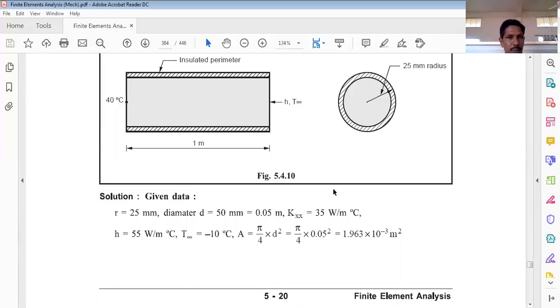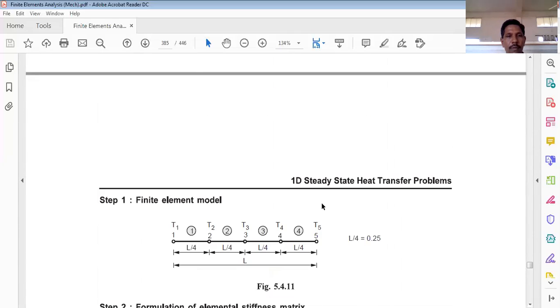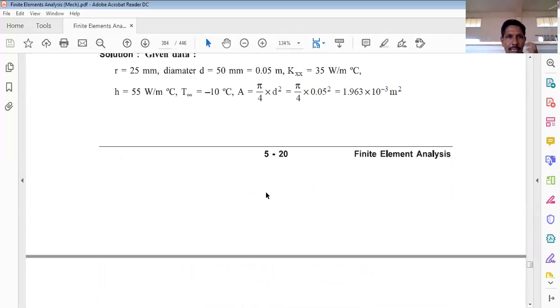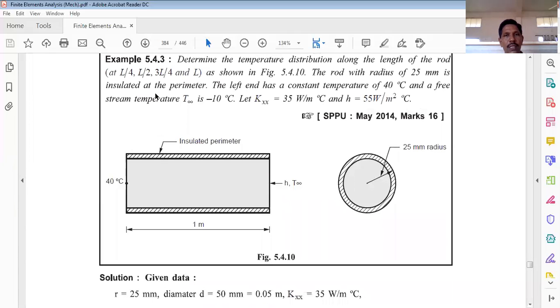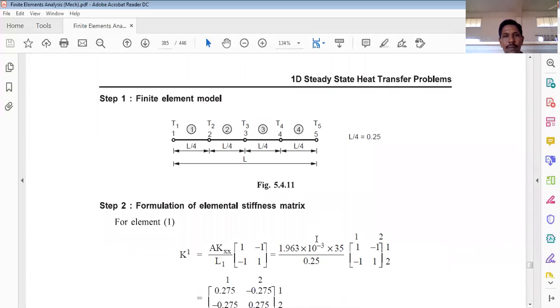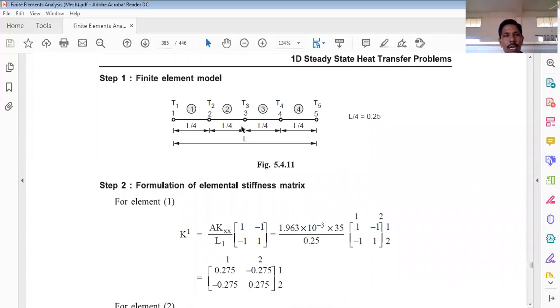So for this particular problem, we have to have four elements as it is asked to determine the temperature at L by 4, L by 2, 3L by 4 and L. That is at a distance of 25%, 50%, 75% and 100%. So therefore, four such elements are there. Element 1 is between nodes 1 and 2, element 2 is between nodes 2 and 3, element 3 is between 3 and 4, and element 4 is between 4 and 5.